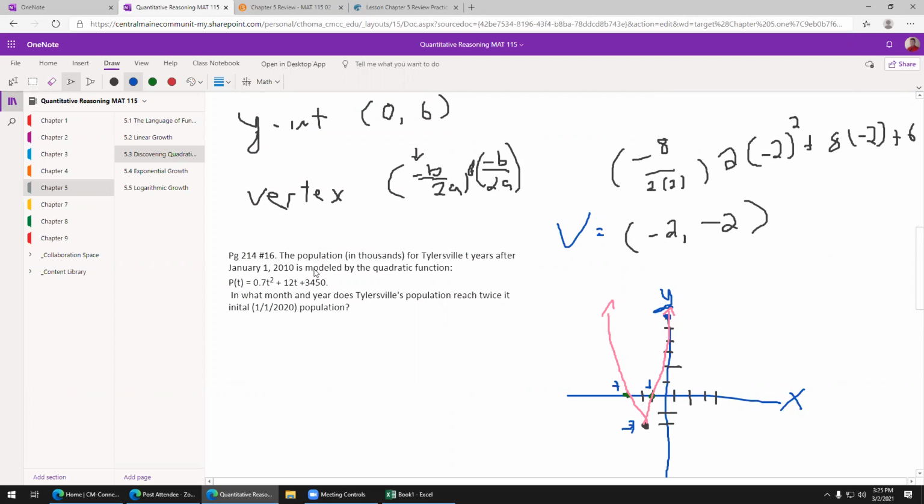So I keep bumping my mute button. The population in thousands for Tylersville, t years after January 1st, 2020, is modeled by the quadratic function 0.7t squared plus 0.12t plus 3450. In what month and year does Tylersville's population reach twice its initial population? And this is word for word out of the book, and then changed in the wording, right? So how would I attack this?